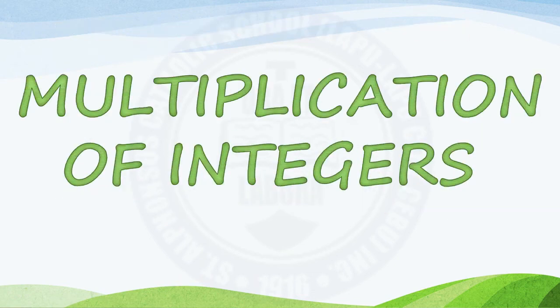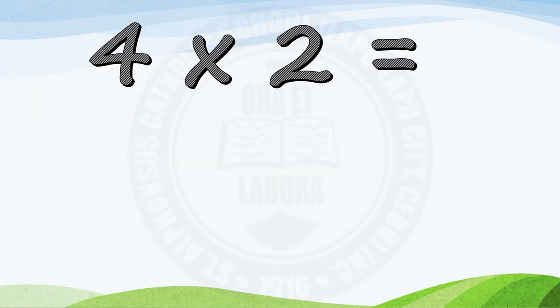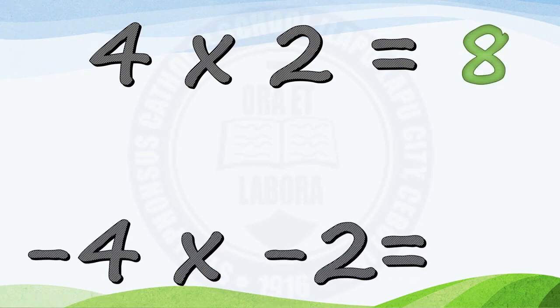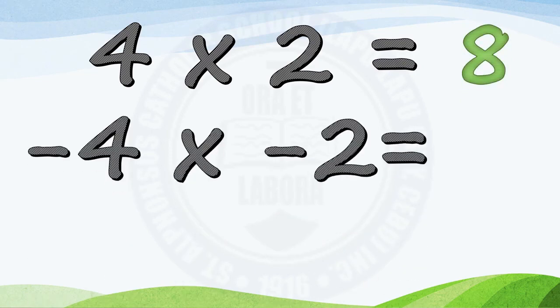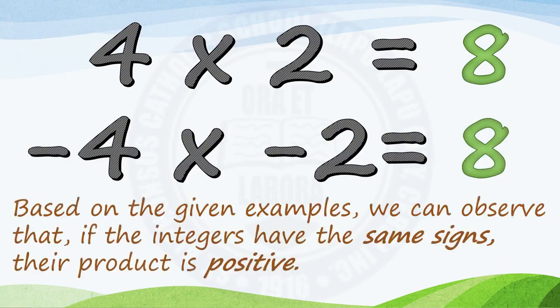Examples. We will discuss further multiplication of integers. 4 times 2 is equal to 8. Negative 4 times negative 2 is still equal to 8. Based on the given examples, we can observe that if the integers have the same signs, both positive or both negative, the product is positive.